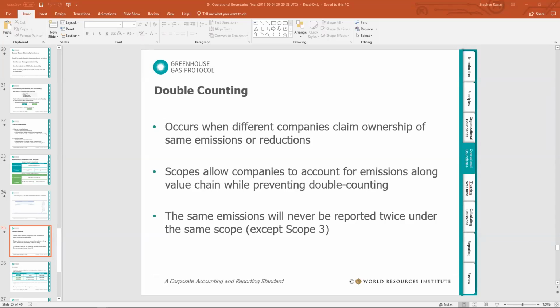So what I'd like you to do is just think about these cases for a minute or two and think through their impact on scope 1, scope 2, and scope 3 emissions. Then I'll come back with my interpretation and we can have a discussion as needed.